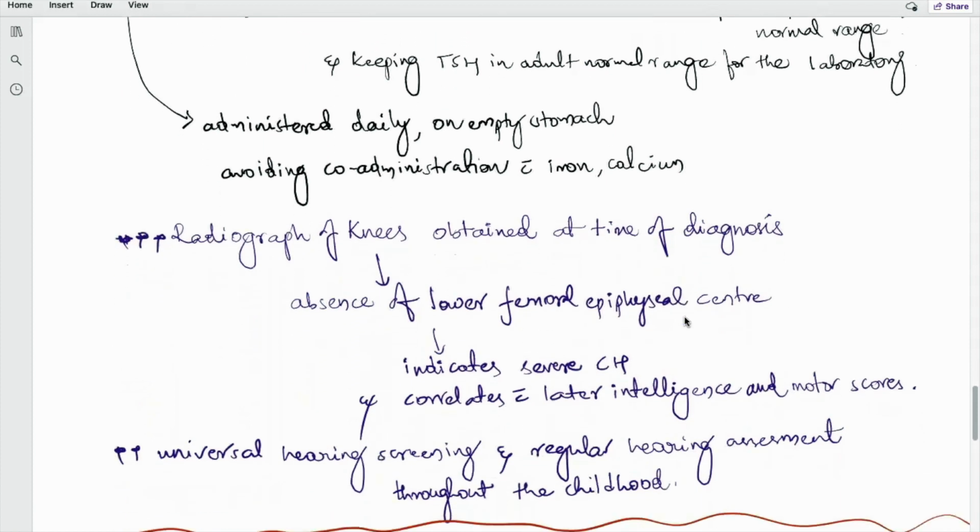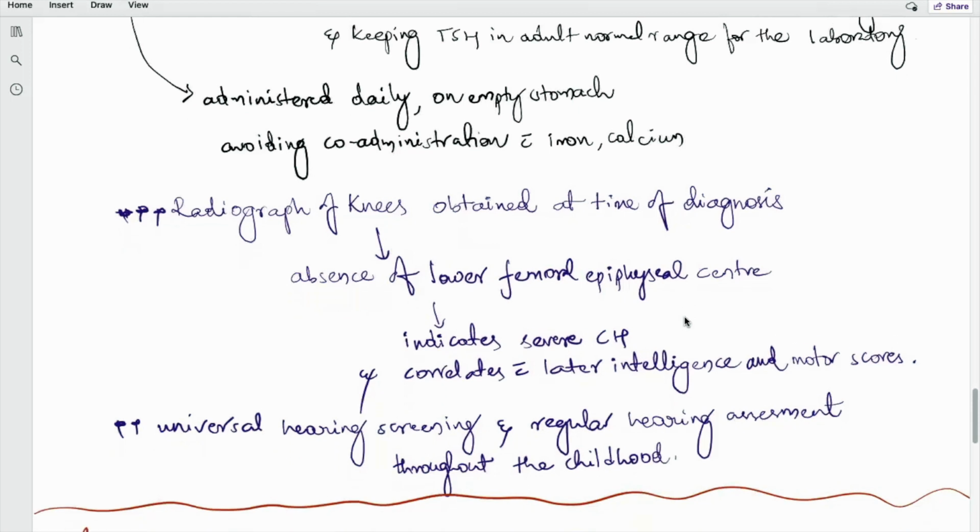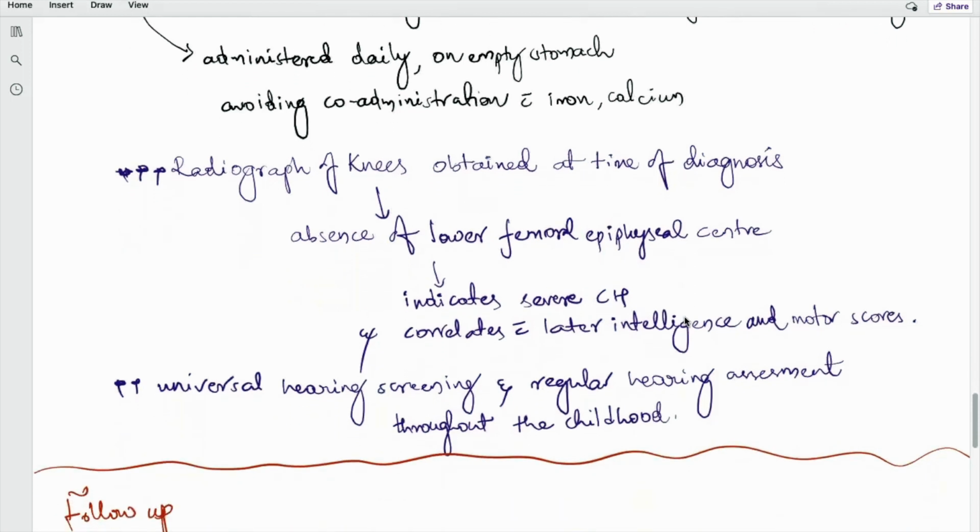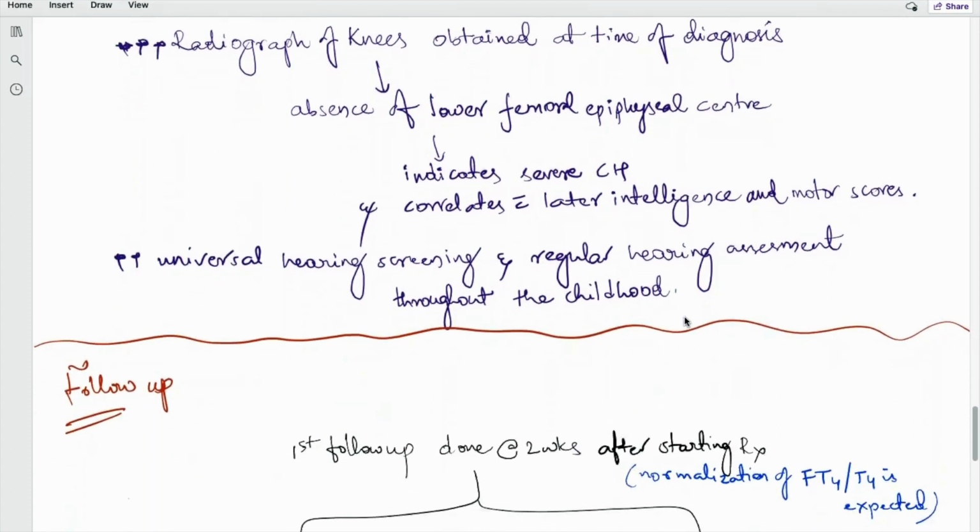We should do an X-ray of knees as soon as the diagnosis is made, because if there is an absence of the lower femoral epiphyseal center, it indicates severe congenital hypothyroidism, and it correlates with lower intelligence and motor scores. That means if there is an absence of the lower femoral epiphyseal center, the child may have mental retardation and developmental delays in the future. And we should do universal hearing screening and regular hearing assessment in the OPDs throughout childhood.